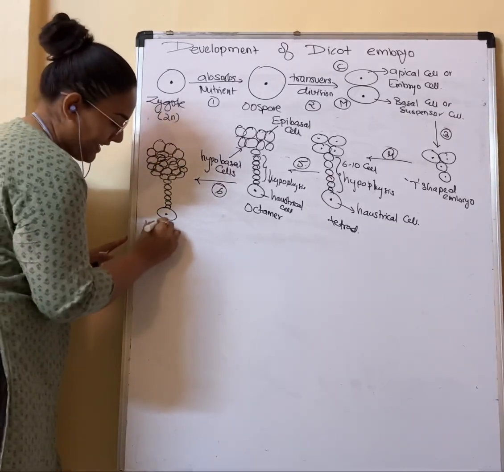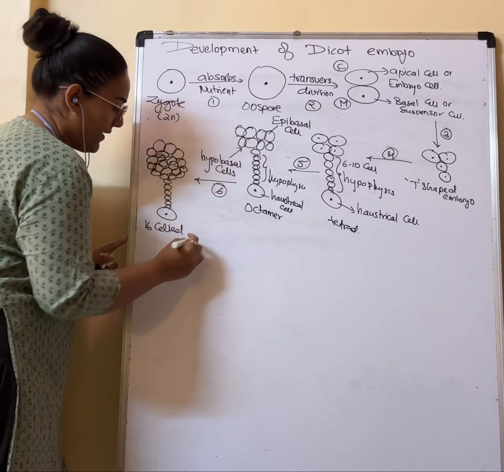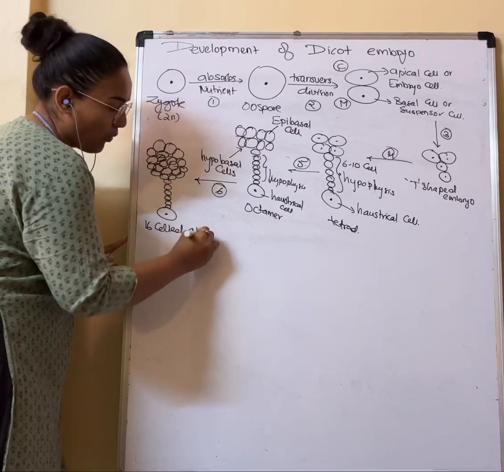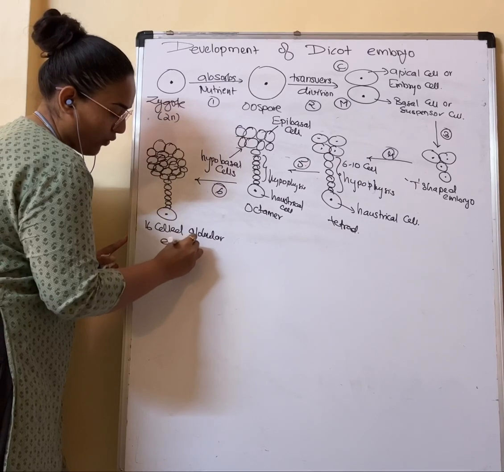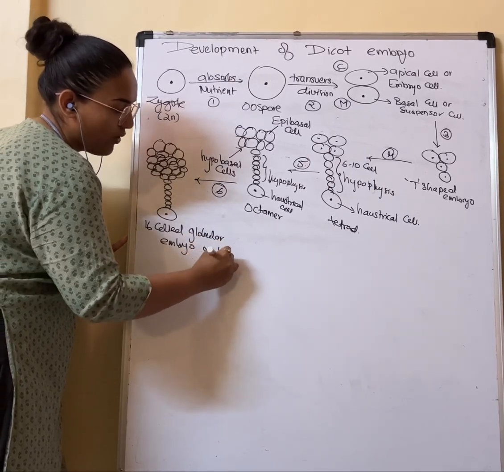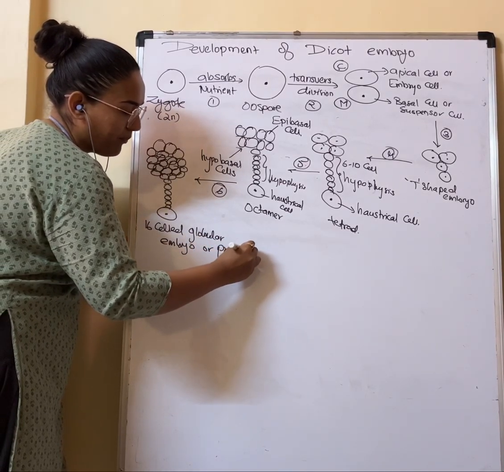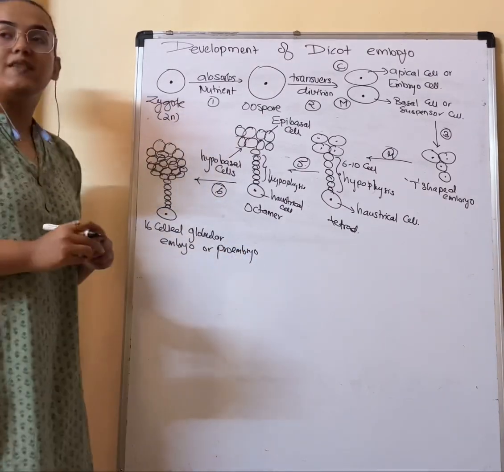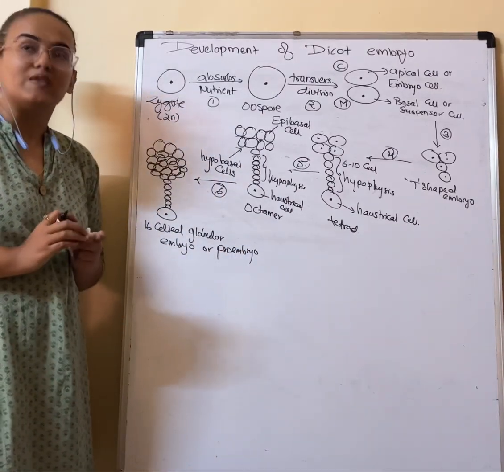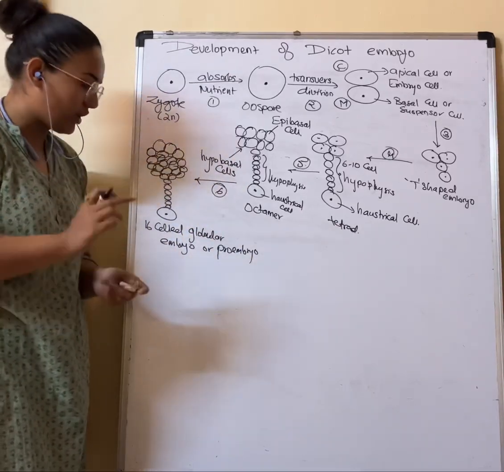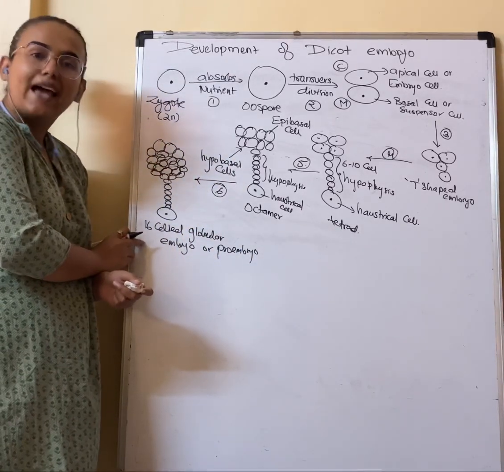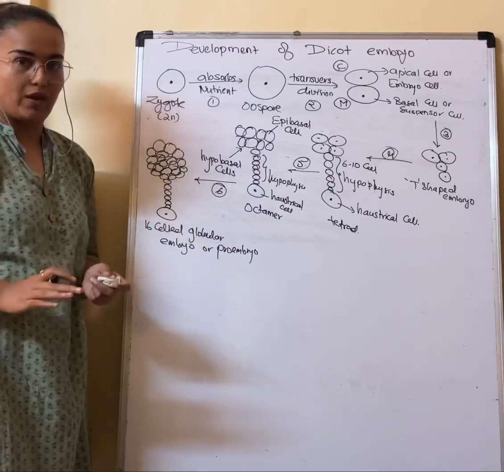So it is a 16-celled globular embryo, or we can call it a proembryo. This is to be remembered by you precisely. A 16-cell circular globular structure of the embryo is considered to be a proembryo.